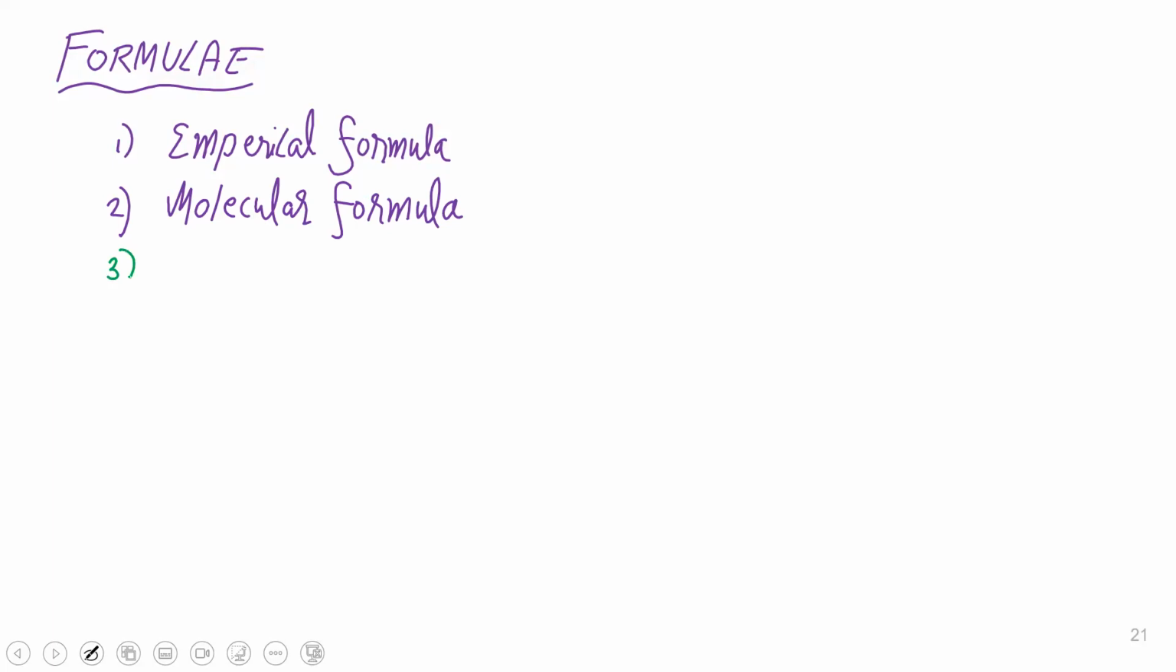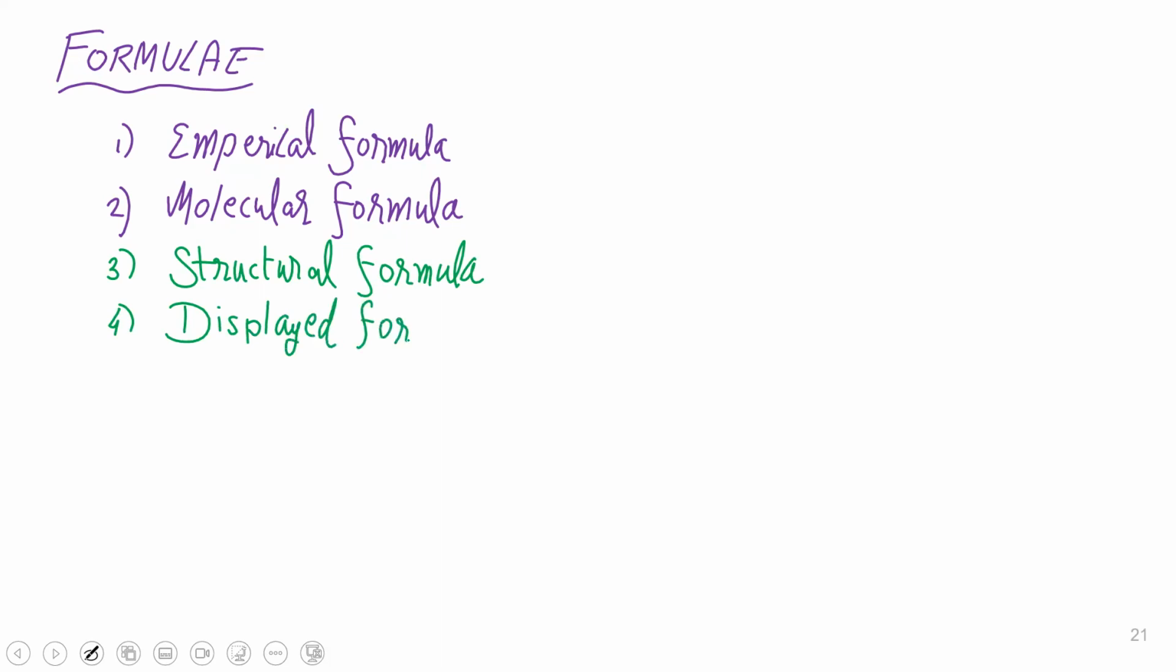Then number 3, structural formula. Then displayed formula. Then we have skeletal formula. So these are the formulas which you have to remember. You have to copy this screen. Yes, sir, I wrote it down. Good.